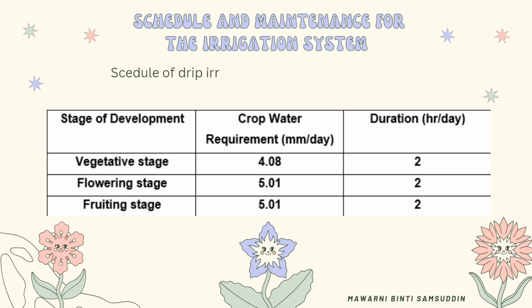Next, we want to take a look at the schedule and maintenance for the irrigation system. For the vegetative stage, the crop water requirement is 4.08 mm per day for a duration of 2 hours per day. Flowering stage is 5.01 mm per day for 2 hours per day, and fruiting stage is also 5.01 for a duration of 2 hours per day.